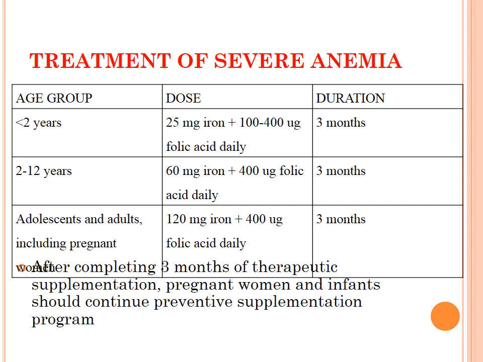And if there is age group from 2 to 12 years, then we have a dose of 60 milligram iron plus 400 microgram folic acid daily, and it is given for 3 months duration. And if the age group is adolescents and adults including pregnant women, then dosage is 120 milligram iron plus 400 microgram folic acid daily, and it is given for the duration of 3 months.